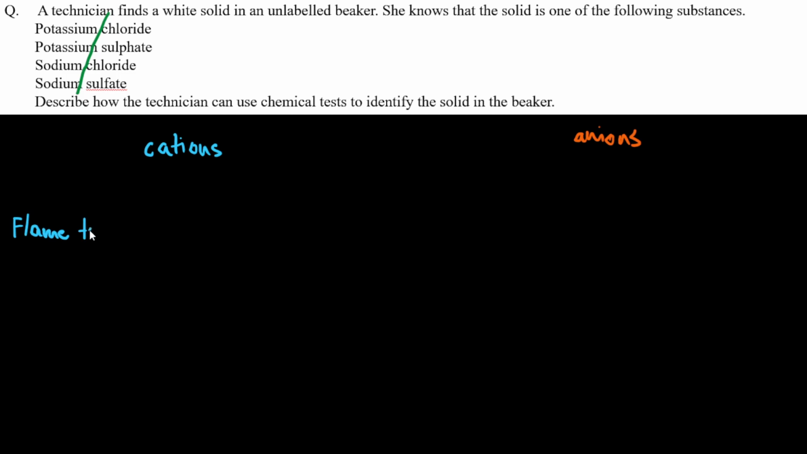You get 1 mark for mentioning that you're doing a flame test, and you need to obtain 2 more marks for telling them the correct flame color. When you do a flame test, if you have a potassium ion, it will show a lilac flame, and if you have a sodium ion, it will show a yellow flame.